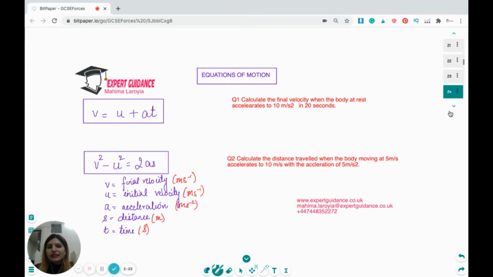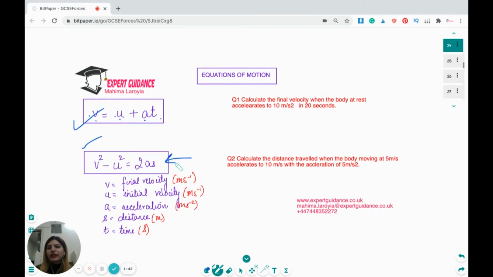Okay, now let us see the equations of motion. Now, there are two equations of motion. v equals u plus at. v stands for final velocity, u stands for initial velocity, a stands for acceleration, t stands for time. You can use this equation if you have any three of these things and you are asked to find the fourth, which is unknown. Or if they give you just the final velocity, initial velocity, acceleration and distance but no time, then we can use this other equation, which is v squared minus u squared equals 2as. So you can remember these two equations, and then you can try these questions on the right.